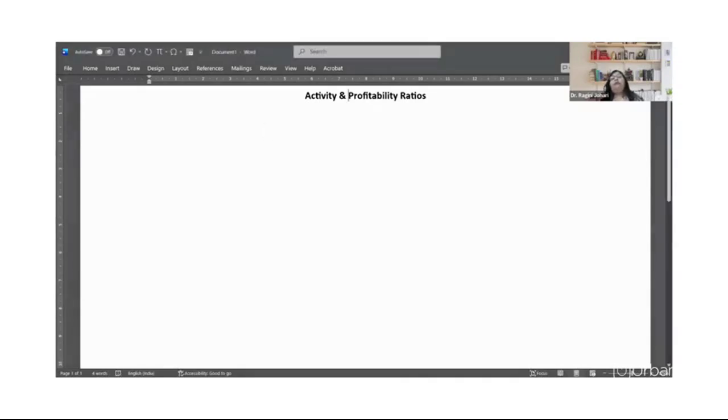So students, in my earlier video, I have taken the other two types of ratios, and these two ratios will be taken up now.